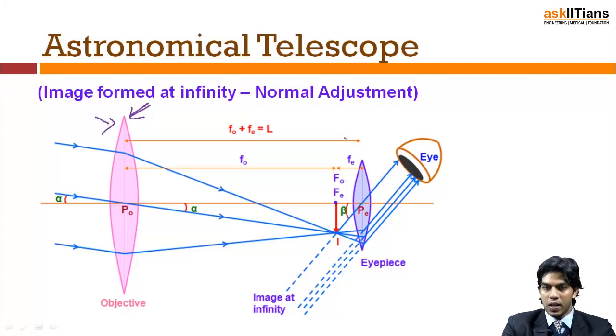So the objective lens and the eyepiece are set up in such a manner that I end up getting the image at infinity, a highly enlarged image. The image which the objective lens forms must be at the focal point of the eyepiece. So the objective lens forms an image at the focal point of the eyepiece, and we end up getting the image at infinity, a highly enlarged image. That's how the telescope works.